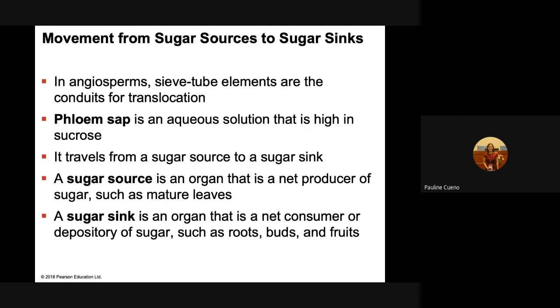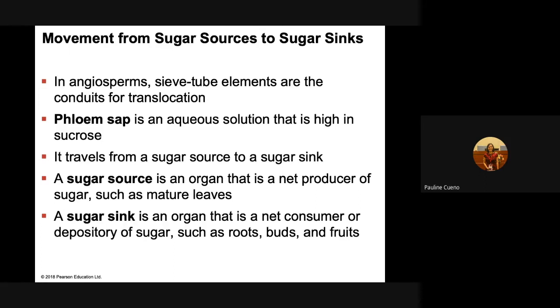And then, it travels from a sugar source to a sugar sink. So, kaya siya translocation going from the source down to the sink. Ano ba yung sugar source? When we say sugar source, ito po yung organ that is net producer of the sugar. Specifically, ito yung mga leaves. Okay? Kasi nasa kanila yung photosynthetic organs ng plants. And then, when we say sugar sink, ito naman yung consumer or ito yung depository of sugar, particularly yung other parts like the roots, yung buds, at saka yung fruits.